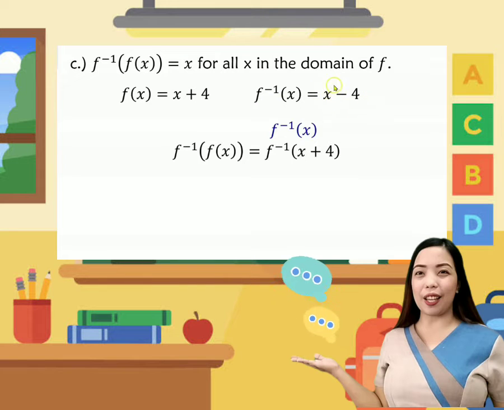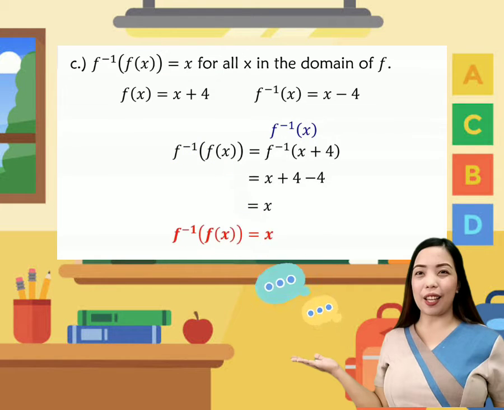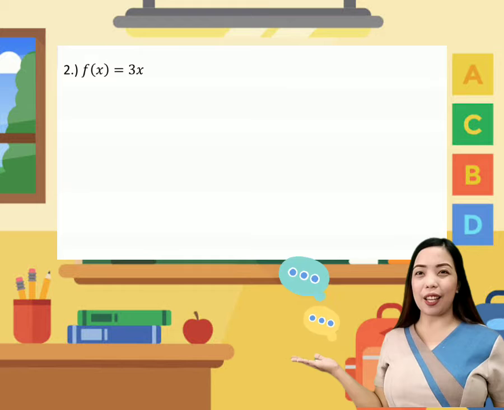But our x here is equal to x plus 4. So we are going to replace this with x plus 4. Then copy minus 4. So plus 4 minus 4 will be cancelled out. So this will be equal to x. Therefore, f inverse of f of x is equal to x. Let's have another example. F of x is equal to 3x.